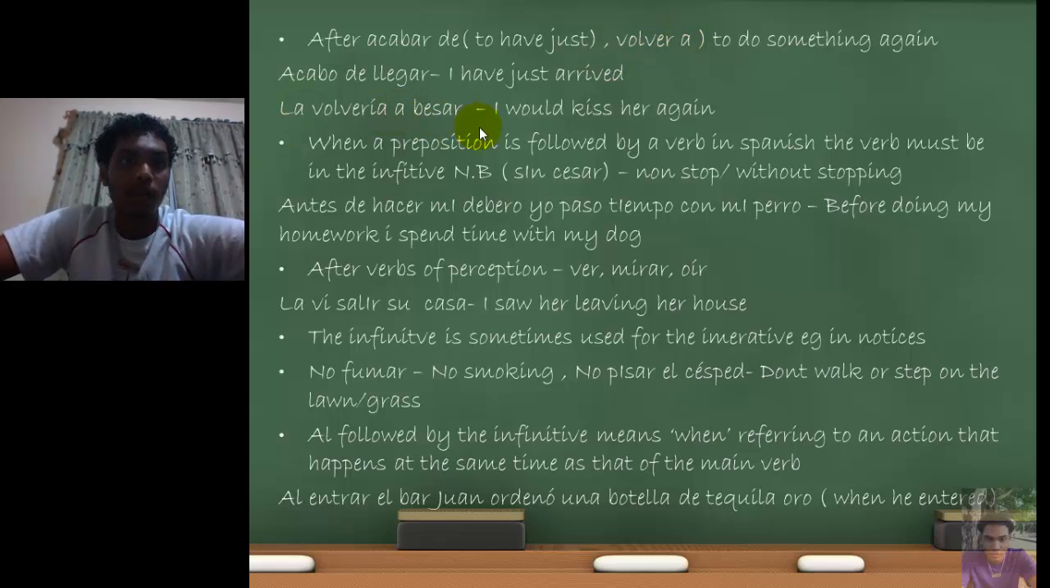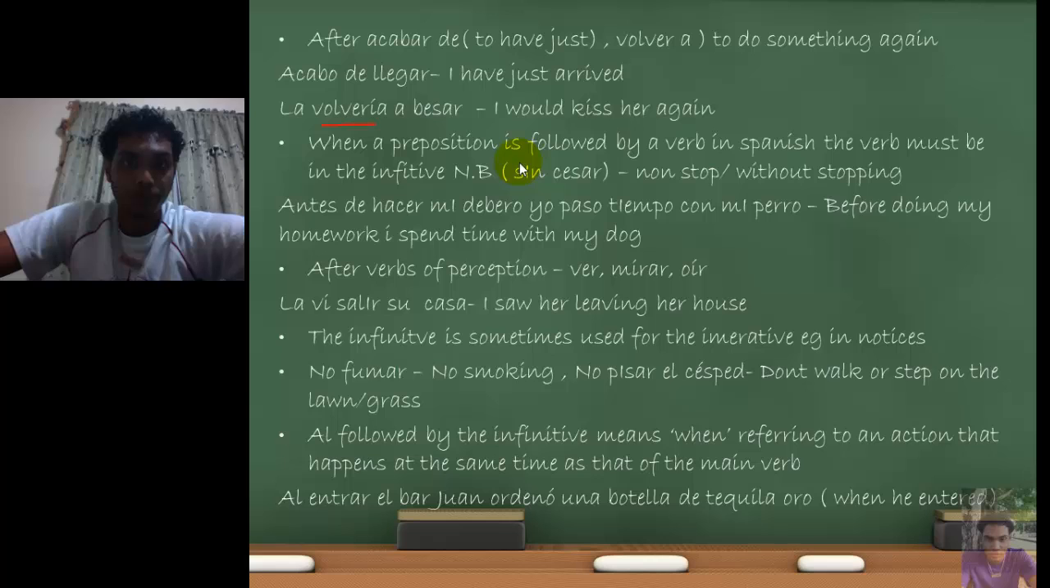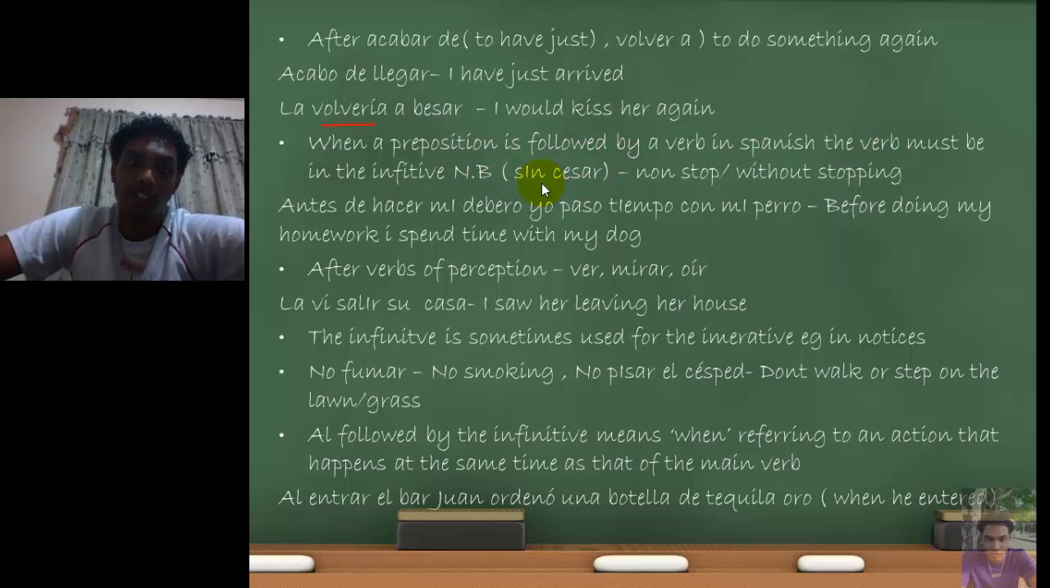So, por ejemplo, la volvería a besar. I would kiss her again, right? We learned the conditional tense before, right? When a preposition is followed by a verb in Spanish, the verb must be in the infinitive. So, por ejemplo, you can use this in the paper too, right? Sin cesar means non-stop or without stopping, right?